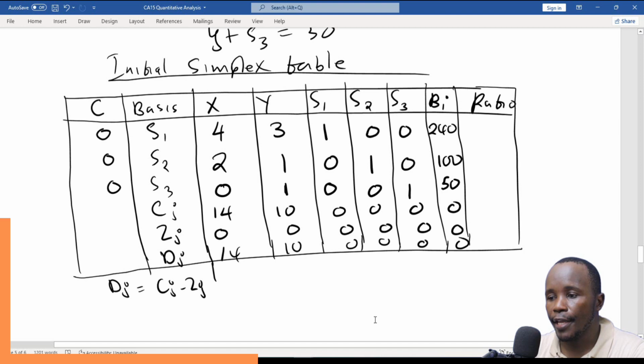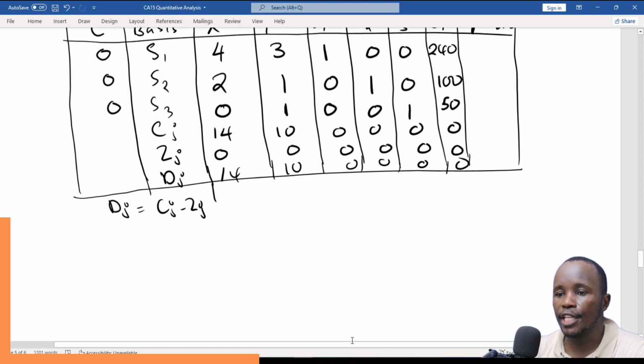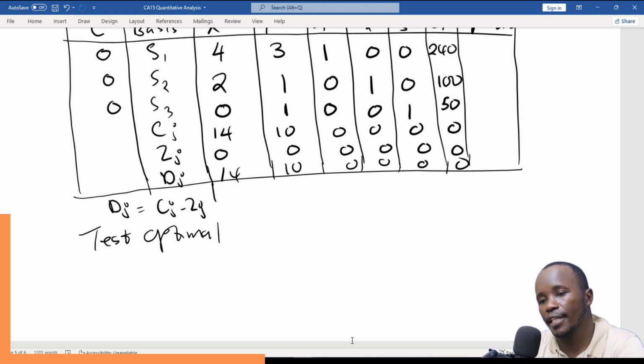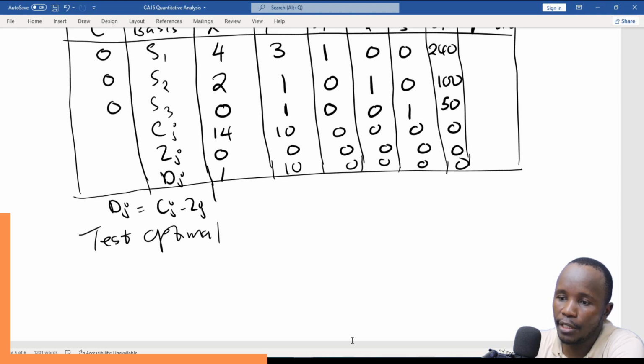We need to do something here. One is to test whether it's optimal. To test optimality, we look at Dj. Is it 0 or less than 0? The answer is no, because here I'm having 14, I'm having 10.